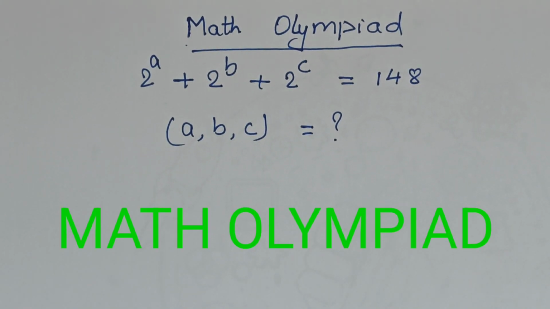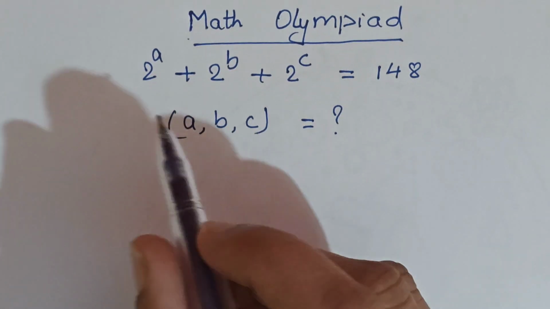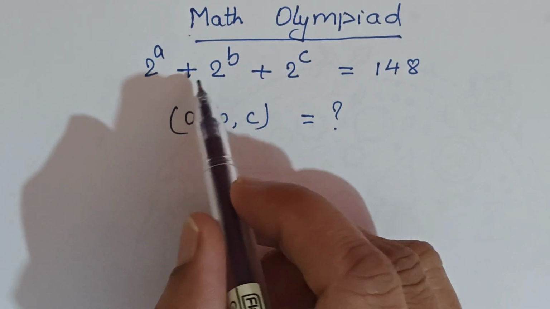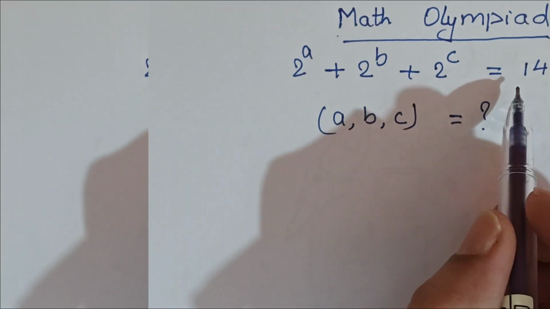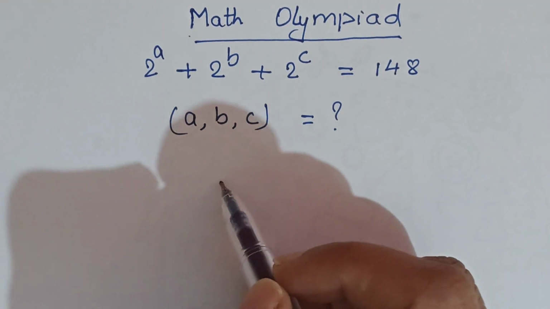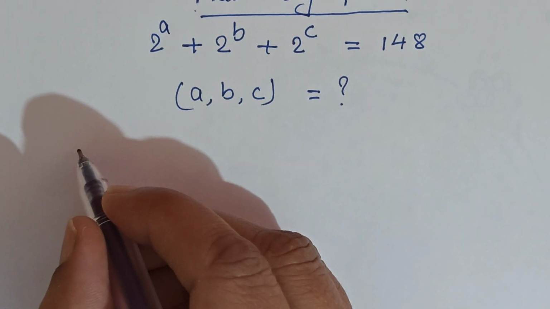Today we are going to solve a very nice math Olympiad question. The question is: 2 to the power a plus 2 to the power b plus 2 to the power c equals 148. We have to find the values. We are going to solve the question.